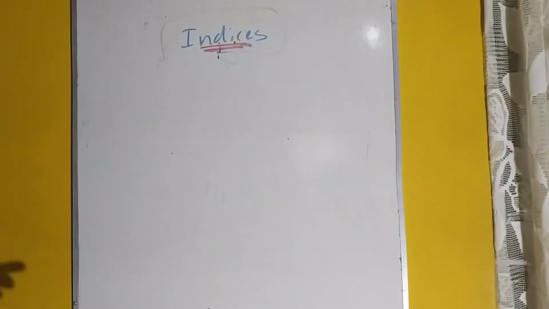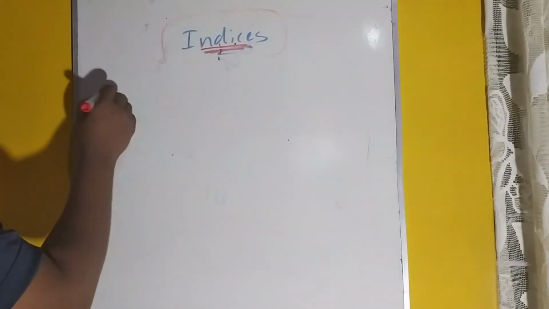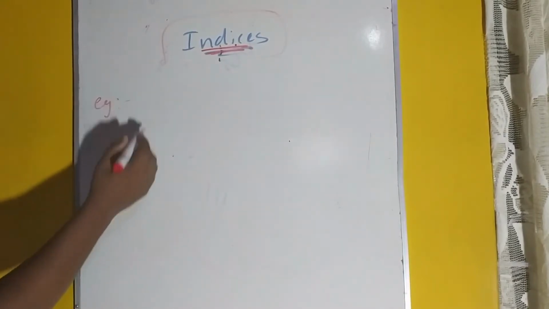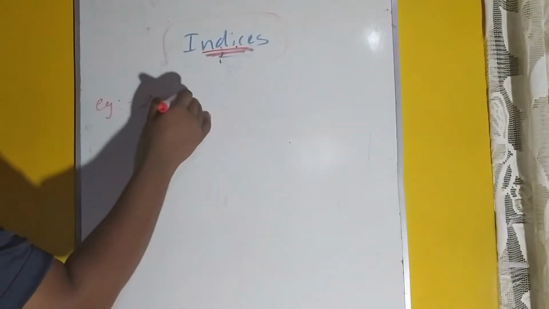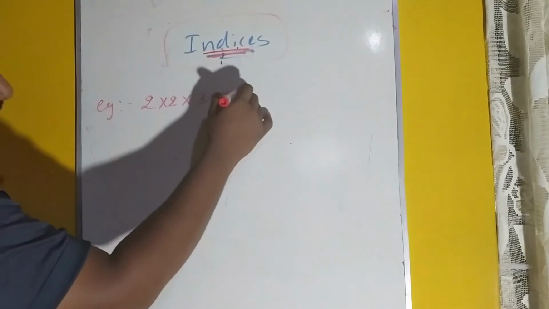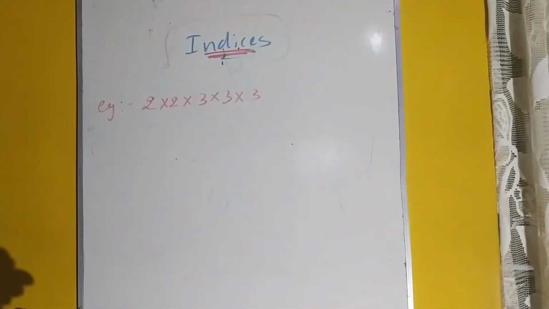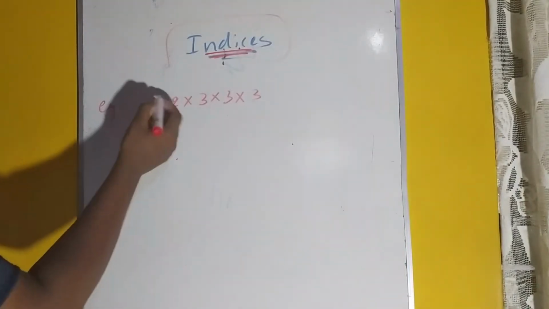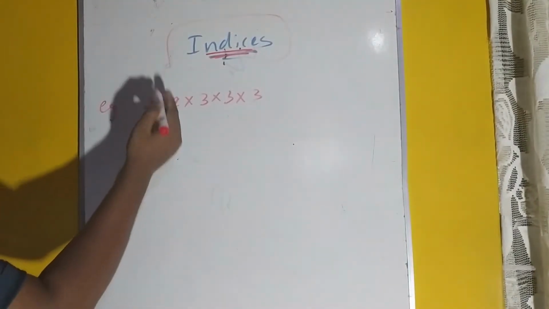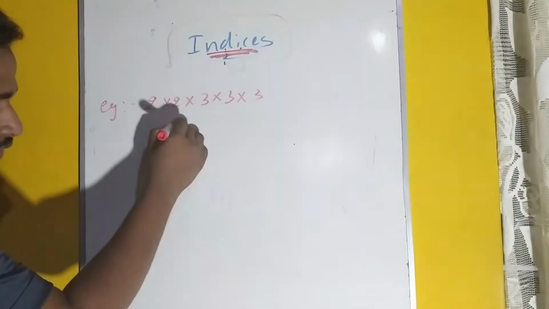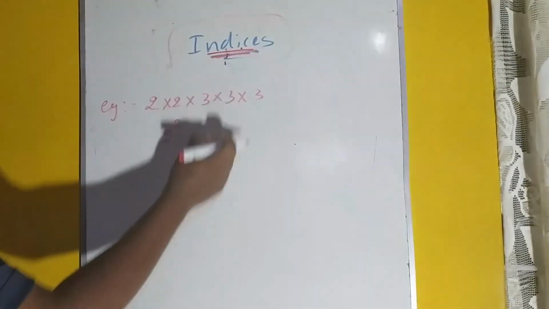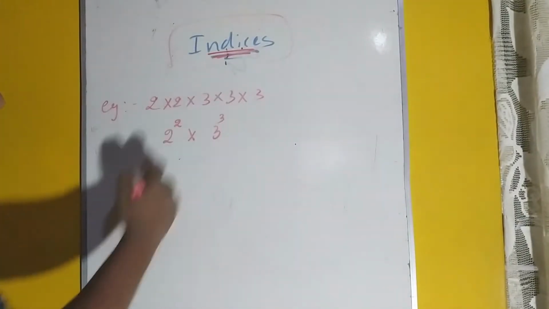So I am taking another example. Let's take an example like this. There is 2 into 2 into 3 into 3 into 3. If they say to you, write this in index notation, what should you do? You see, how many 2s are there? There are two 2s, so 2 to the power 2 into how many 3s are there? 3. So 3 to the power 3.